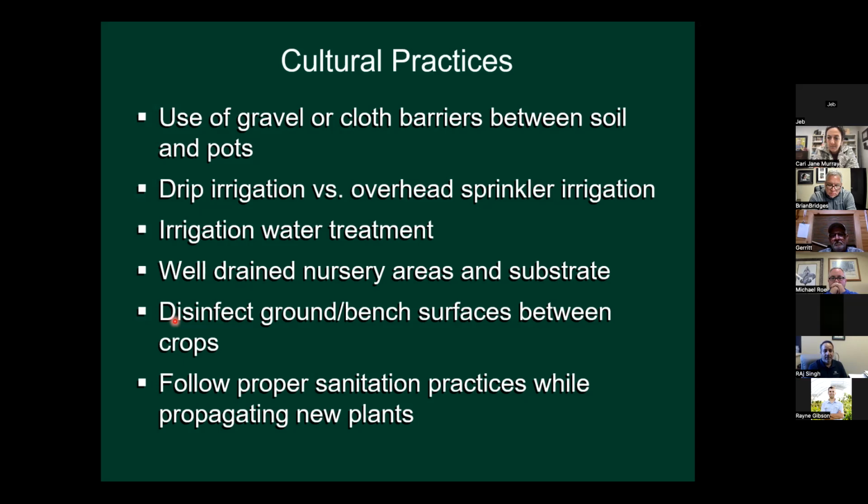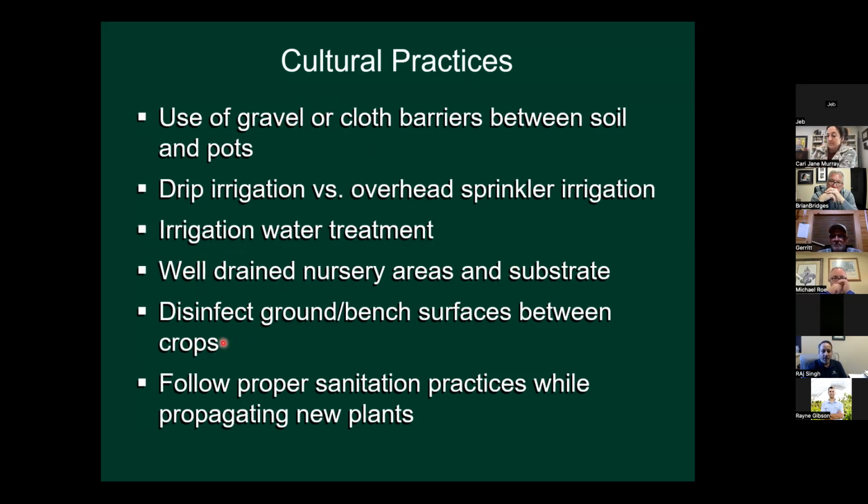This is just common sense: well-drained nursery areas and substrate. Dr. Fields is doing a great job on having substrate that will retain an adequate amount of moisture, rather than containers filled with heavy potting mix that retain too much moisture. Same thing with the nursery area, you don't want any standing water. Remember, it is a water mold and it can survive in those water pockets. This is kind of an addition to what you are already doing.